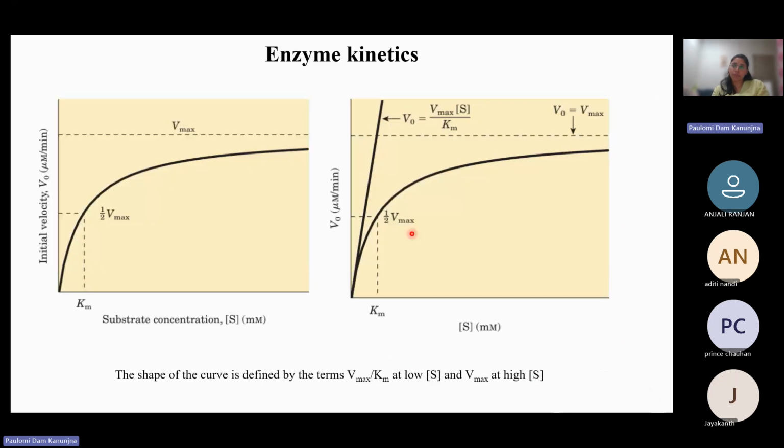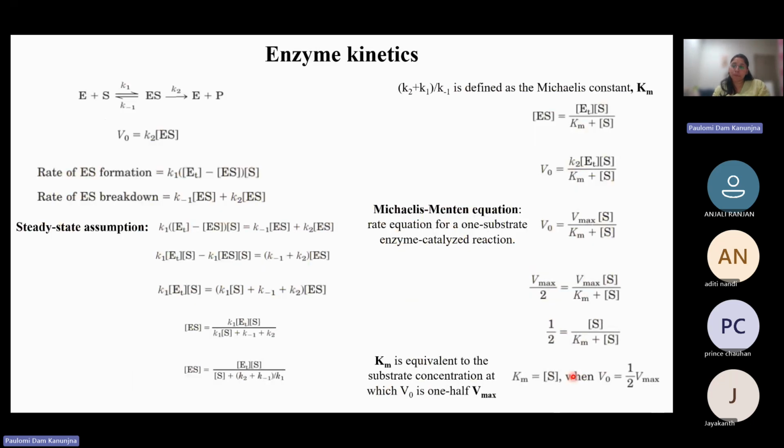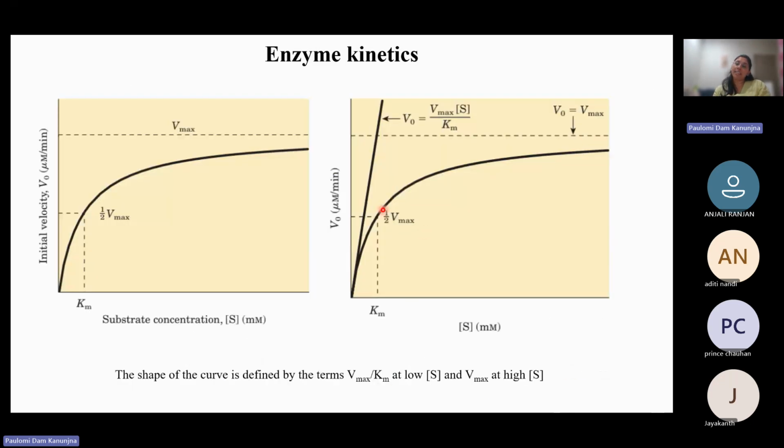And this translates to something like this. So Km, you can find out as being the substrate concentration when half of the enzyme has been used. This gives you this point here. So this is what the ideal condition would have been. But when you actually work it out, it forms a plateau condition, right?